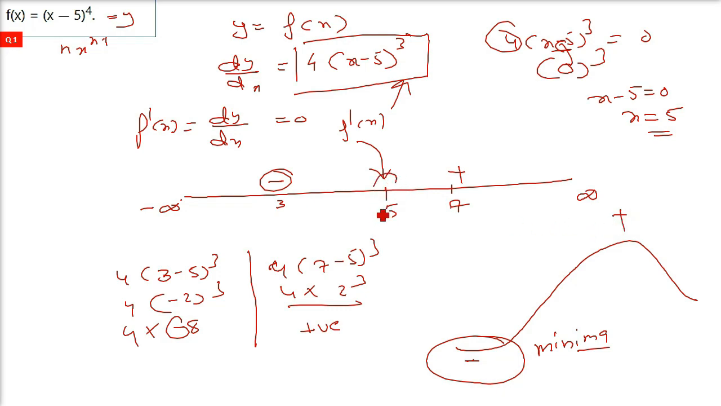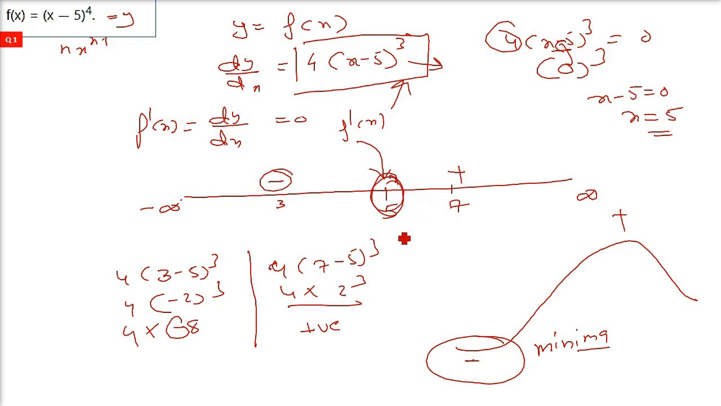This is a local minima. We have to find out the local minima. At what point? We got this at x equals 5. But how did we get that it is minima? Because we are going from negative to positive. So this is the point 5, and at x equals 5, f dash x is equal to 0.